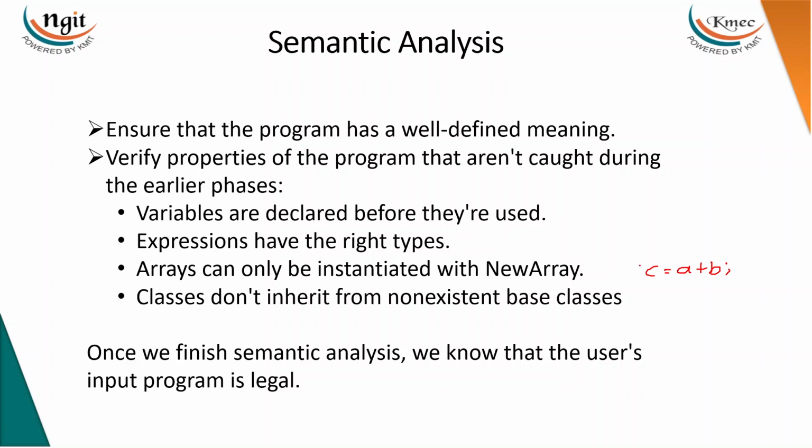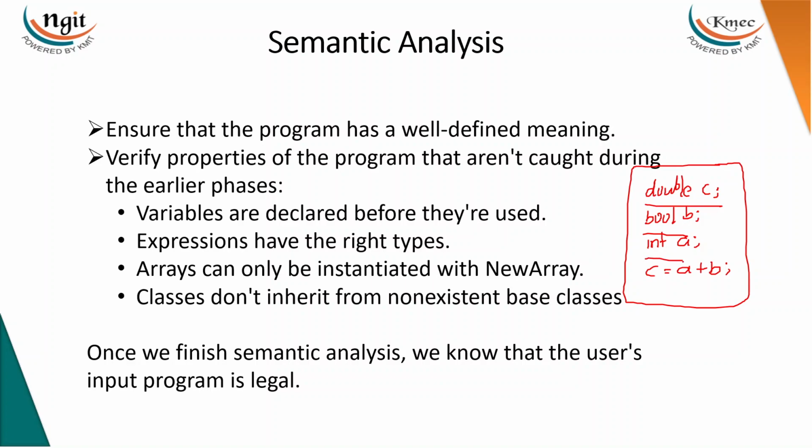Now for example, if you have given a statement like c = a + b, this statement is syntactically correct, and if you write int a, syntactically correct. If you write bool b, syntactically correct. If you write double c, syntactically correct. All these four statements are syntactically correct, but together this is a meaningless statement in the Java language. Why? Because implicit conversion of two different categories is not possible in Java. So even though every statement is syntactically correct, the statement is meaningless, and such kinds of errors will be detected at the time of the semantic analysis phase.